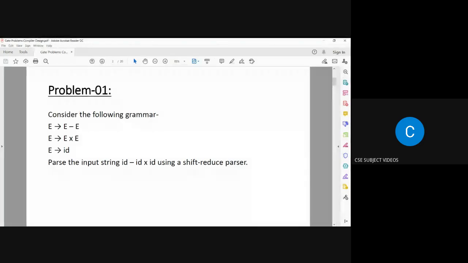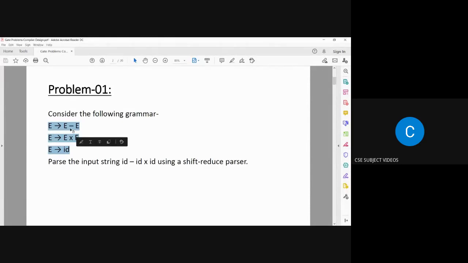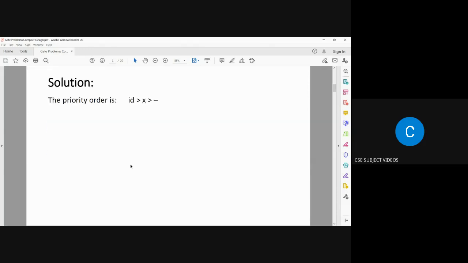Now, consider the following grammar. E tends to E minus E, E tends to E into E, E tends to ID. Now, this E is starting symbol and then ID is terminal. Parse the input string ID minus ID into ID using a shift reduce parser. Okay, using this input string, we are going to parse this input string on this grammar. Okay, come to solution. Before going to solution, we need to know what is shift reduce parsing.